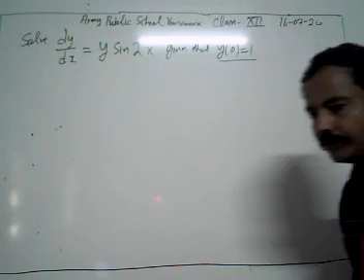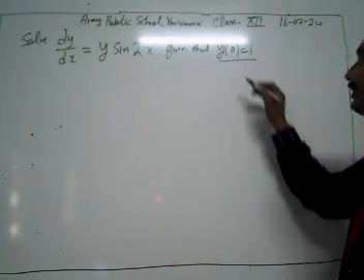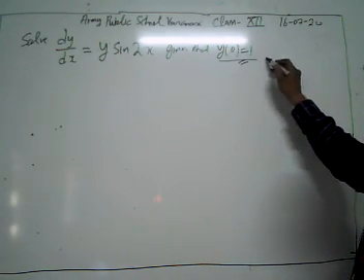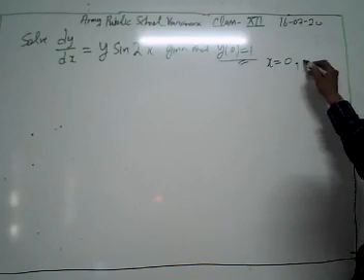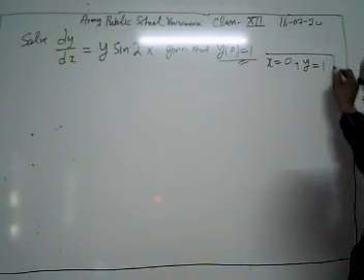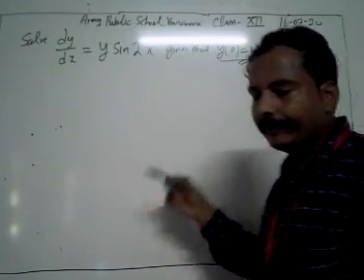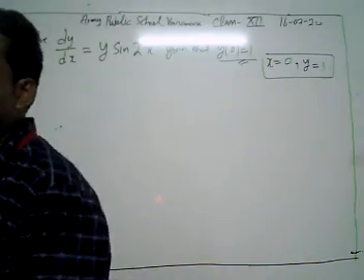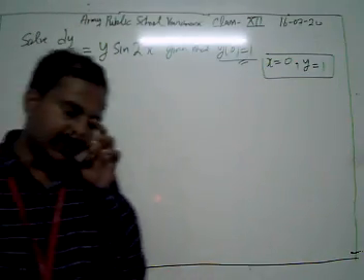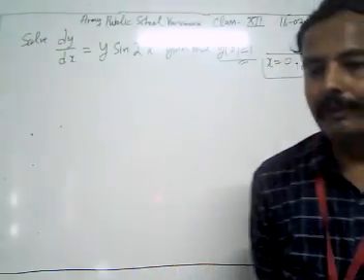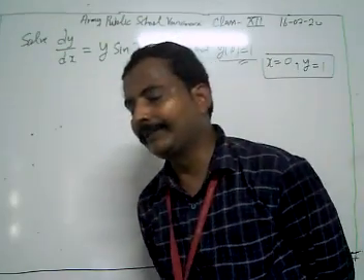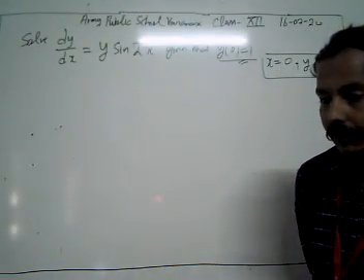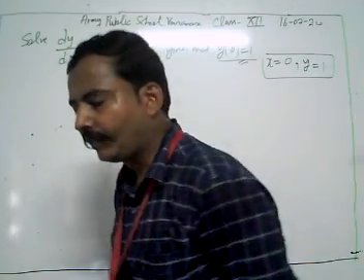Now look, what is the meaning of y of 0 is equal to 1? It means at x equal to 0, our y is equal to 1. Look, when we are given this type of condition in differential equations, whenever we are going to find the solution, generally in mathematics we use the terms general solution and particular solution.